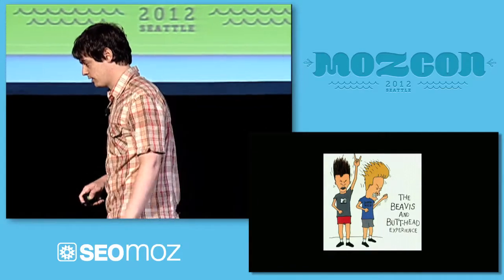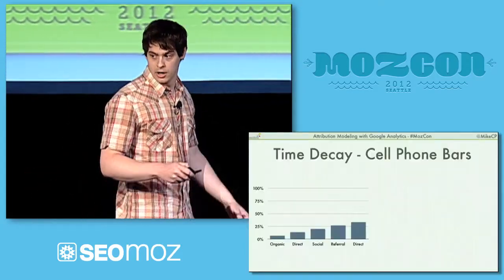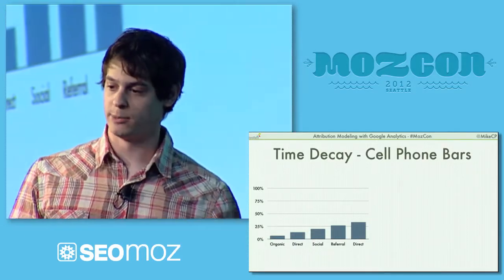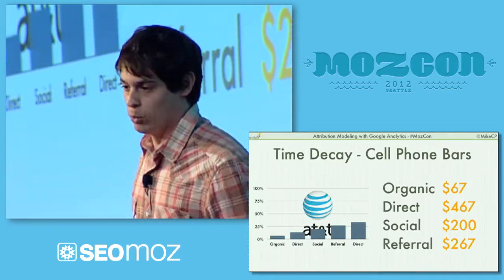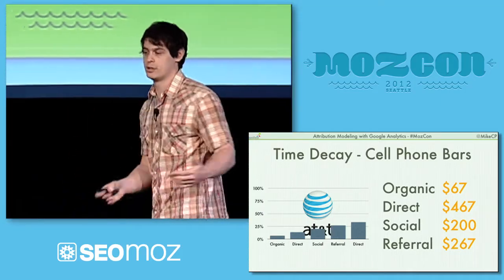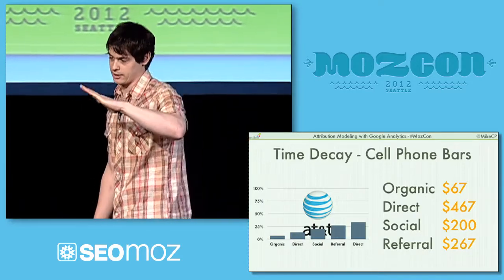There's Butthead doing the international sign for the U-curve attribution model. Time decay. I call it the cell phone bars. This one's weak, I'm sorry, I couldn't think of anything else for it. But what we're actually doing here is taking time into account. As you get further away from the conversion, you're assigning less and less as it passes down. And so it's going to end up looking like this.